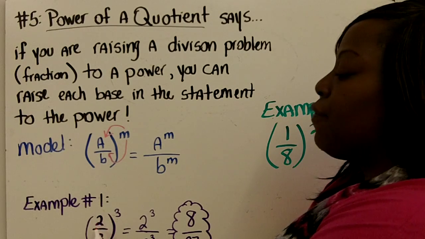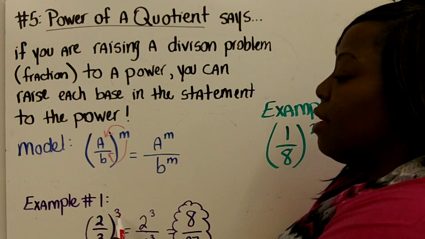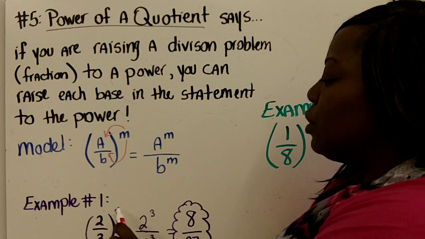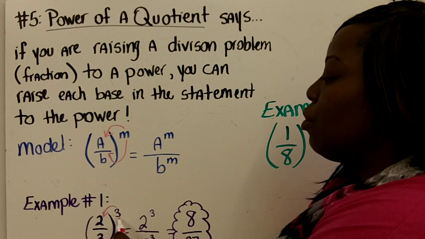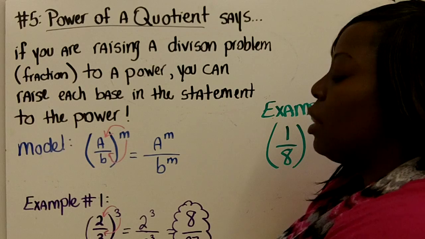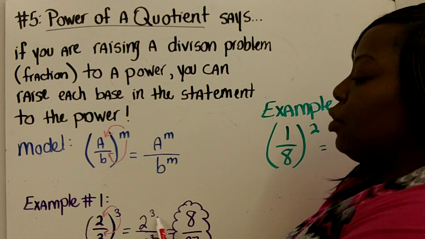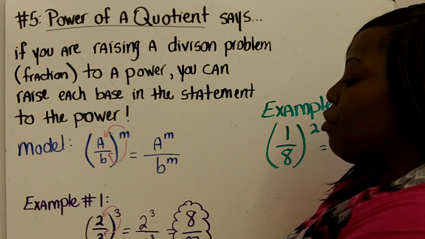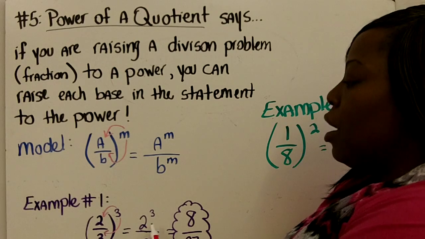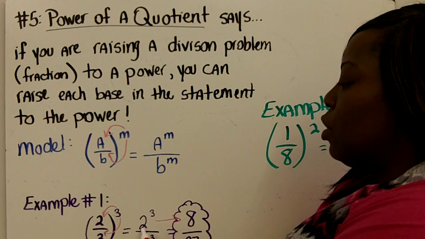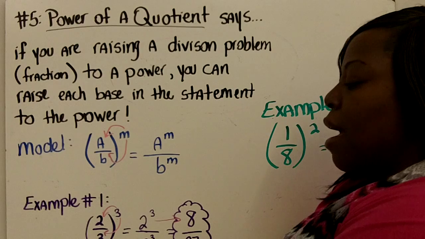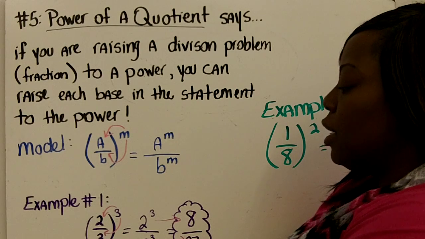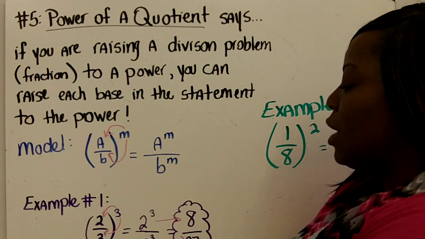And they have an example here for us. Instead of dividing first 2 by 3 and then raising it to the 3rd power, if you simply distribute the 3 to the base of 2 and the base of 3, you'll end up with 2 to the 3rd power divided by 3 to the 3rd power.